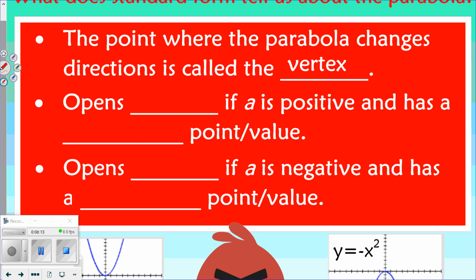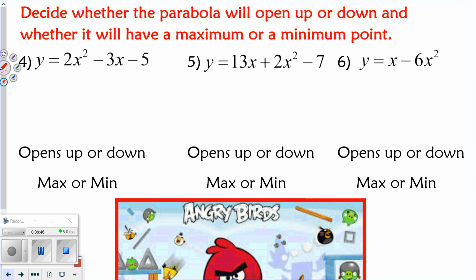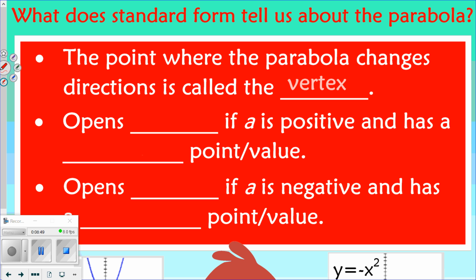All right, it opens which direction if A is positive? Back here, my A value, this one's positive and that one's positive. Which way is the graph going to go? Will it be a U shape or an upside down U, if A is positive? We'll talk about that. It's upside down. Ooh, there we go. Oops, sorry, vertex.